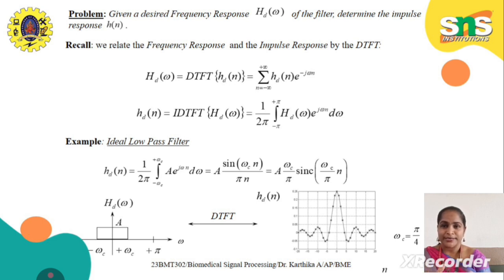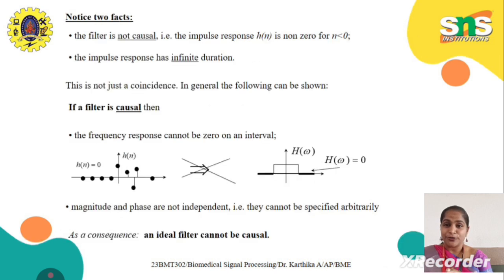For an ideal low pass filter, we'll get the response like this. Here hd of n is equal to amplitude multiplied with omega c by pi sinc of omega c n by pi. See the output. Here we have the limit minus omega c to plus omega c. The amplitude is A, and the DTFT of hd of n gives Hd of omega, with omega c equal to pi by 4. See the example, the impulse response curve for the ideal low pass filter.